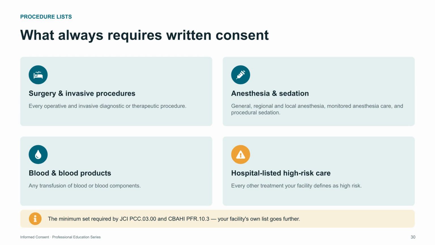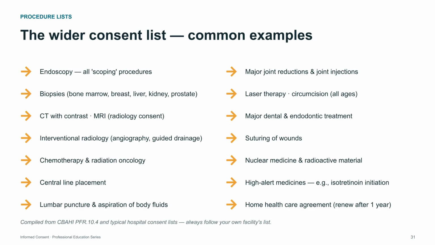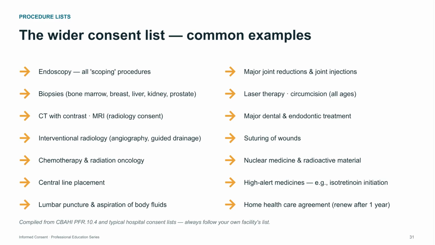These requirements align with JCI and CBAHI standards. This list covers common procedures necessitating formal consent, including endoscopies, biopsies, and radiological interventions like CTs with contrast or interventional procedures. Other items on the list include chemotherapy, central lines, and lumbar punctures. Always defer to your facility's specific list.